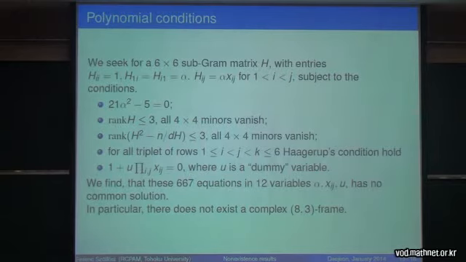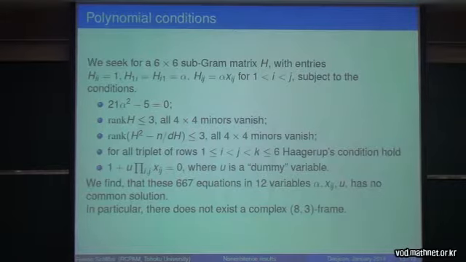Okay, so now we need to implement all these ideas in a computer system. So we seek a 6x6 subgram matrix H with normalized entries. The main diagonal is 1. The first row and column, once again by normalization, is just the angle that we want. And all other entries are just alpha times xij, where the xij are unimodular. This is important because then complex conjugation is just 1 over xij, so we can form polynomials from these quantities.